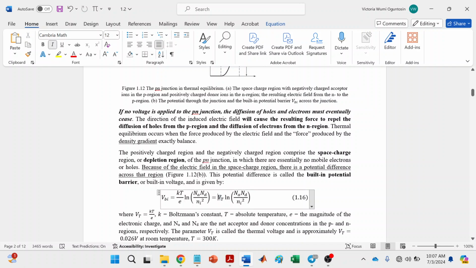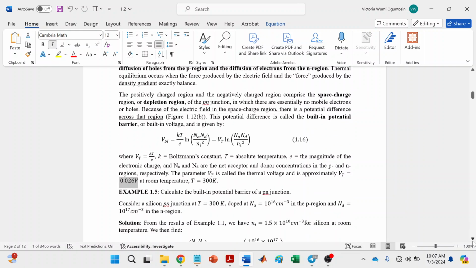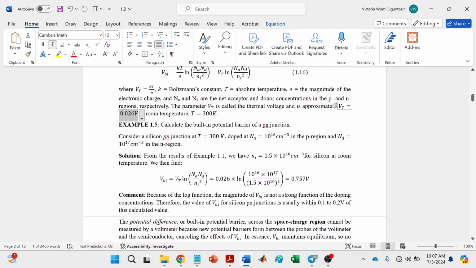The thermal voltage is approximately equal to 0.026 volts when the room temperature is 300 Kelvin. So we want to calculate the built-in potential barrier of a PN junction. So consider a silicon PN junction that has this temperature, is doped, the acceptor concentration is given by this, and the donor concentration is given by this.